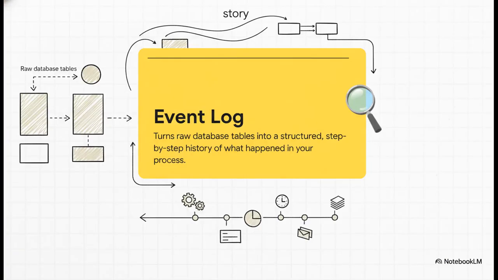The first piece of that DNA is something called an event log, and this is huge. We're not just talking about raw, boring database tables anymore. An event log takes all that raw data and turns it into a story. It's the play-by-play, step-by-step history of your process, telling you what happened and in what order.